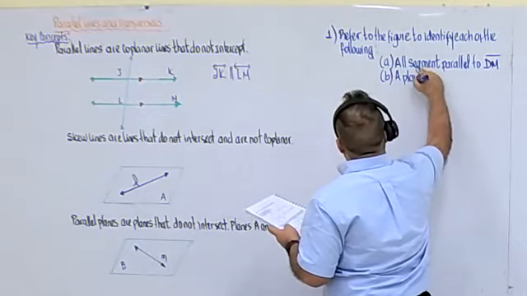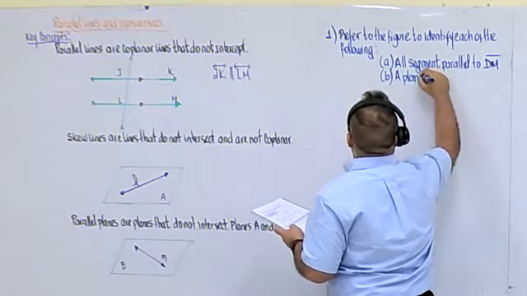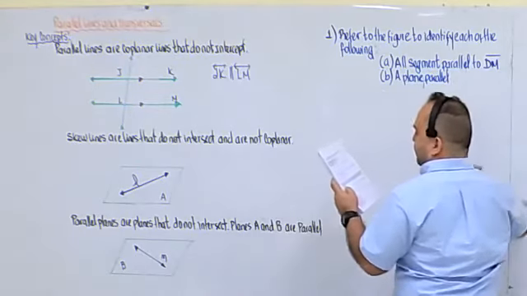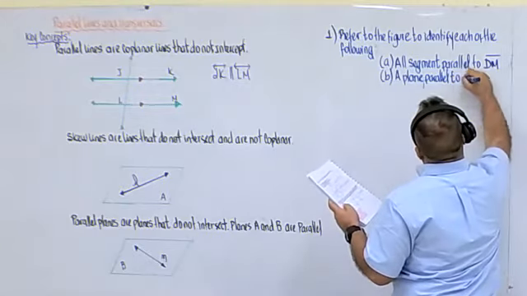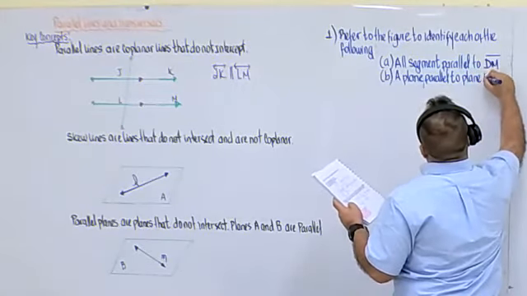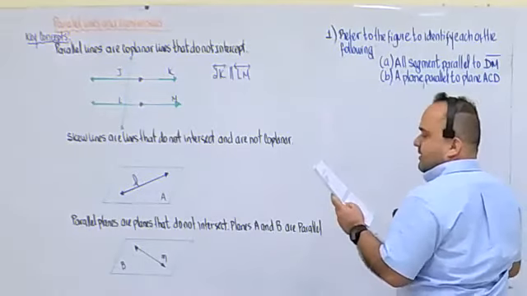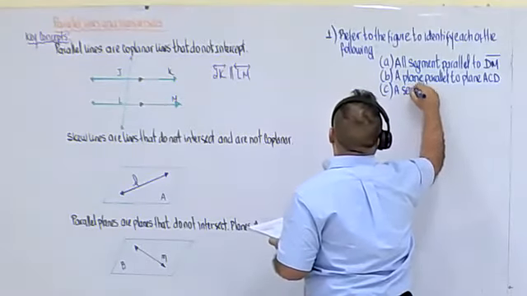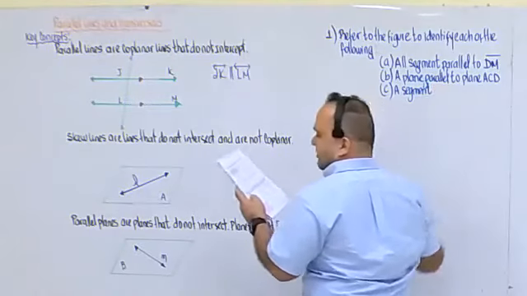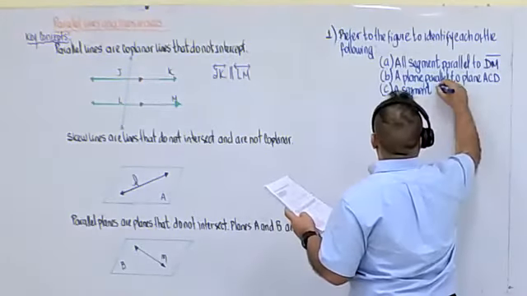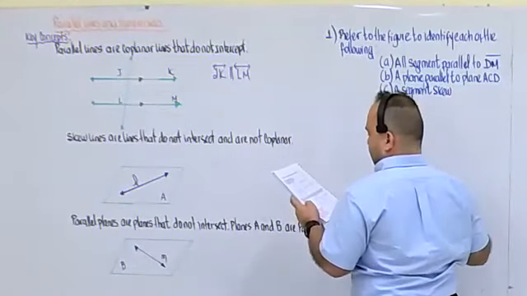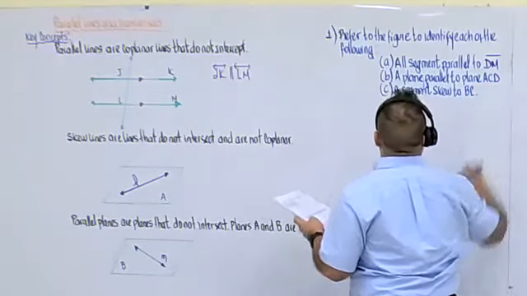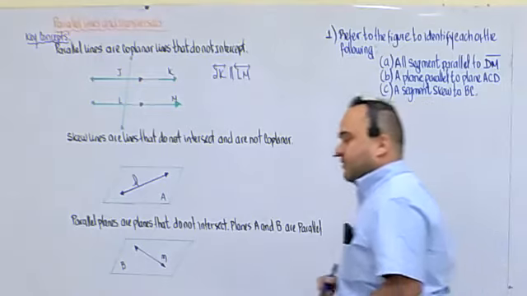Letter B, a plane parallel to plane ACD. And letter C, a segment skew to BC. All right. This is the problem, and I'm going to draw the picture.